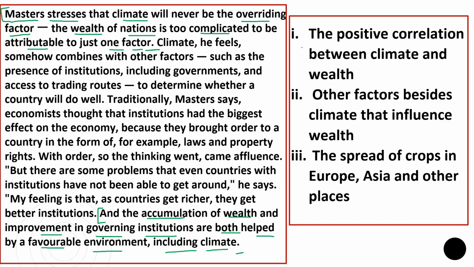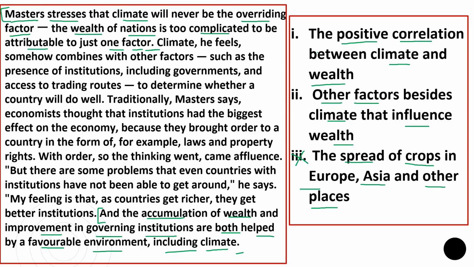The first heading, the positive correlation between climate and wealth. The keywords are positive, correlation, climate, wealth. Heading 2, other factors besides climate that influence wealth. We have other factors, climate, influence, wealth. The third heading, the spread of crops in Europe, Asia, and other places. Spread, crops, Europe, Asia, other places. Of course, we will exclude the third heading because we don't have any mention of spread of crops and continents.